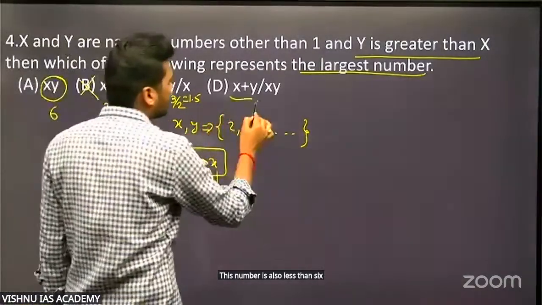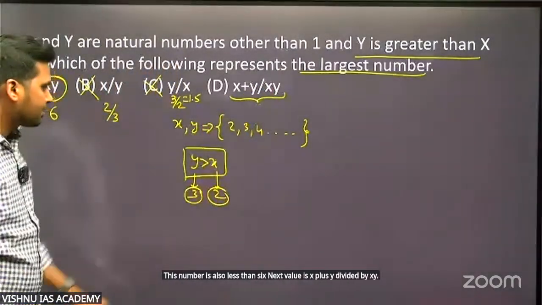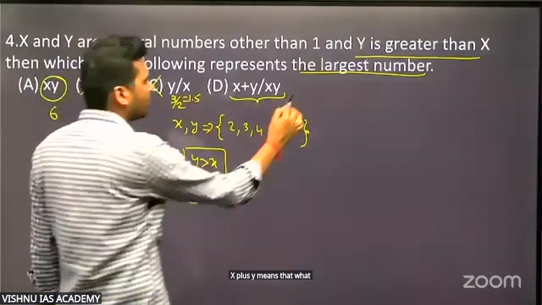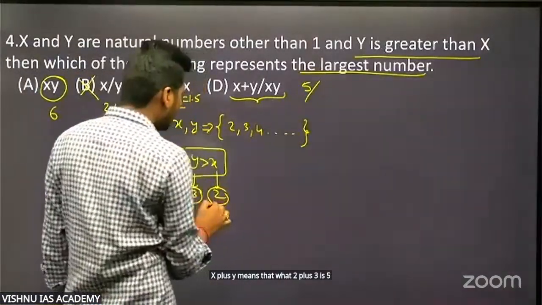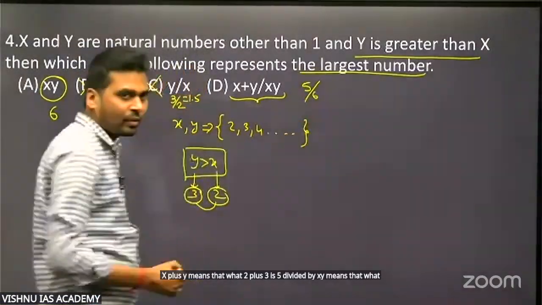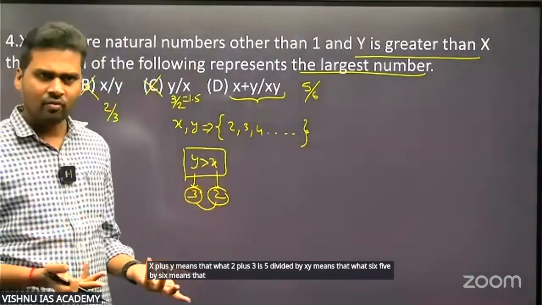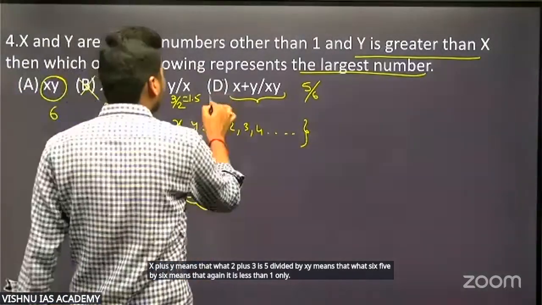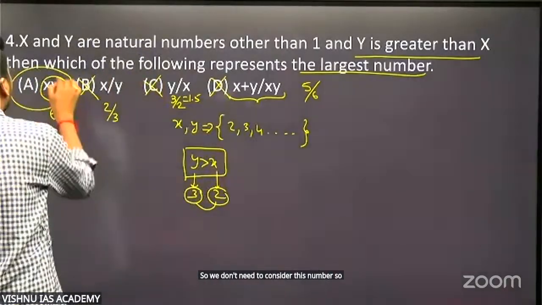Next value is x plus y divided by xy. x plus y means 2 plus 3 is 5, divided by xy means 6. 5 by 6 means again it is less than 1 only. So we don't need to consider this number. So what is the answer? Answer option A.